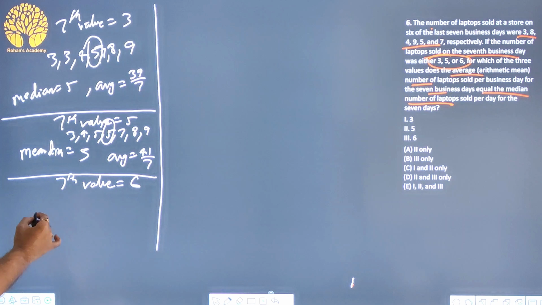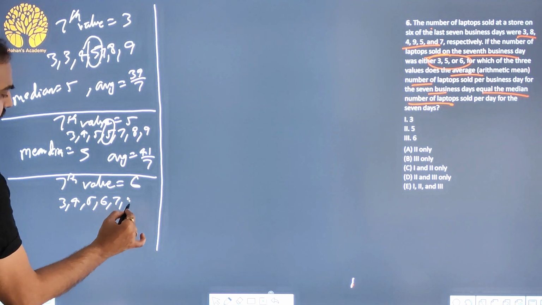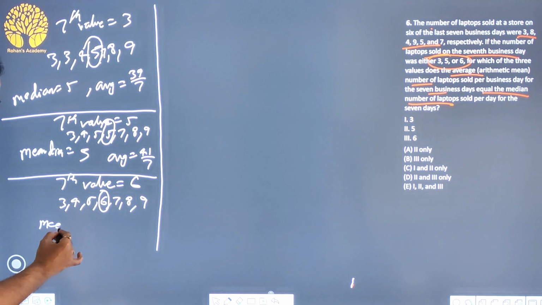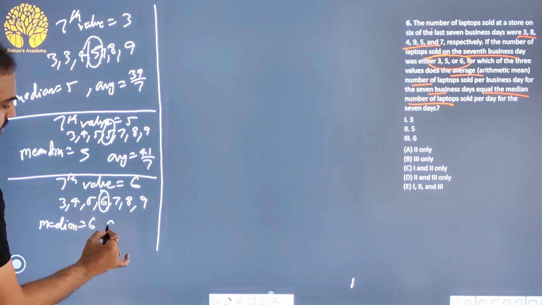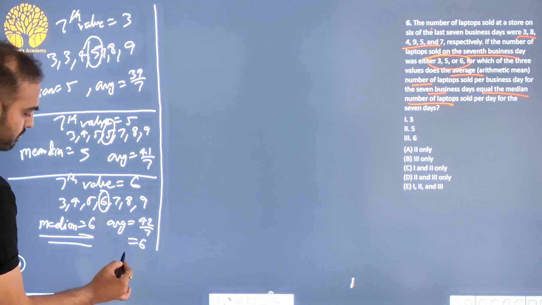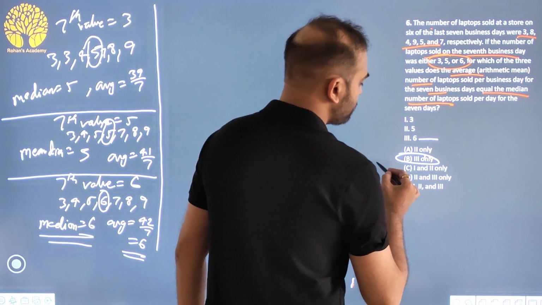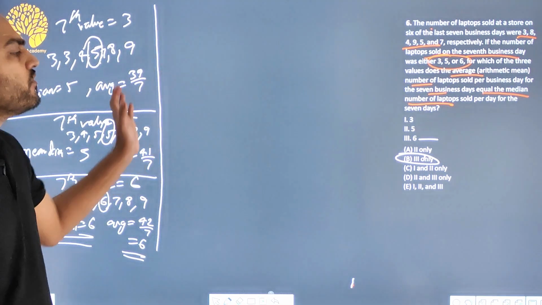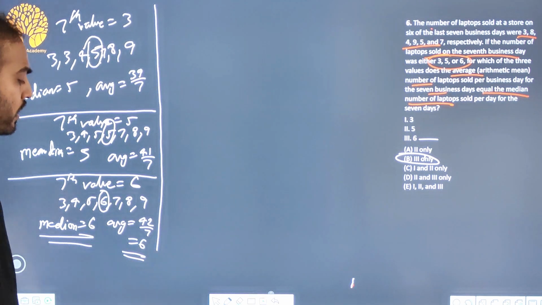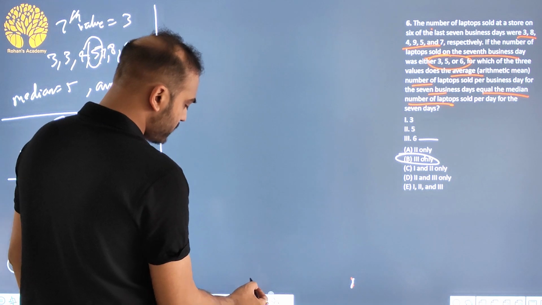If you take the 7th value as 6, the data becomes 3, 4, 5, 6, 7, 8, 9. Median is 6. Average is 42 by 7, which is 6. Median and average are equal. So 6 is the value. Okay. So this is one way of going about it. And there is nothing wrong in it. You can do that. Let's try to solve this theoretically to understand the concept.